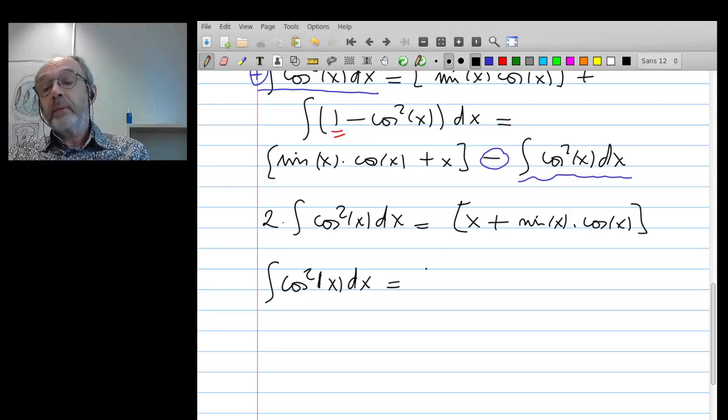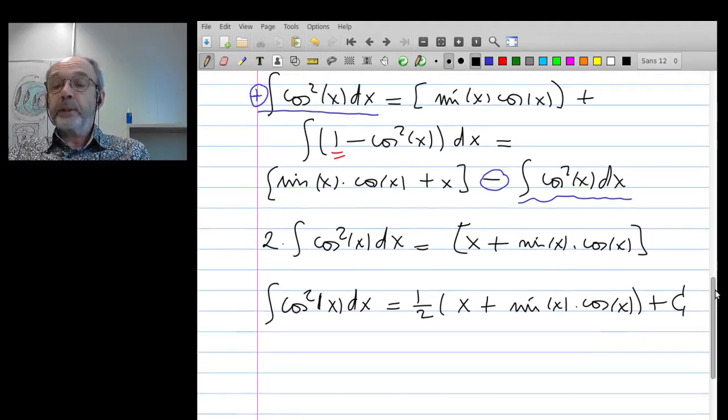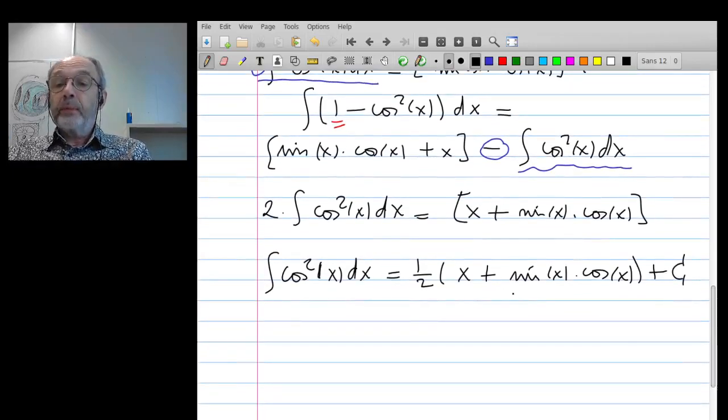And so we can write down 1 over 2 times x plus sine x times cosine x plus some constant. And so we have also calculated the primitive function of cosine squared without using those formulas for the cosine of 2x and sine of 2x. So this is also some way of working.